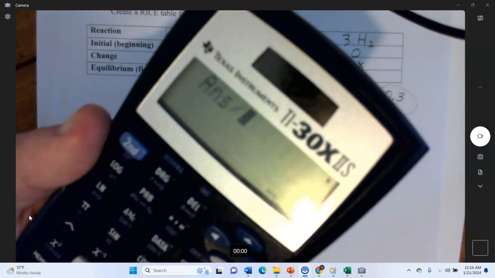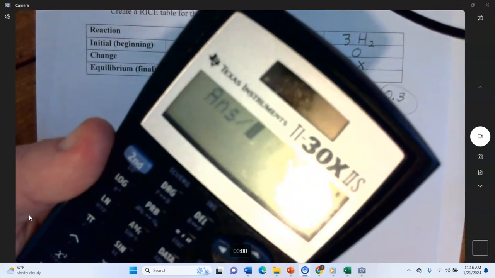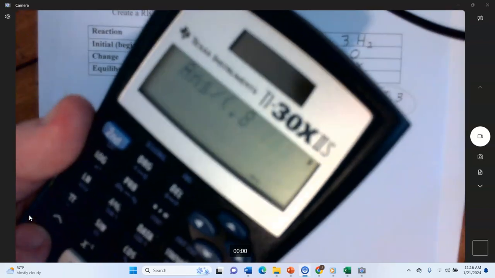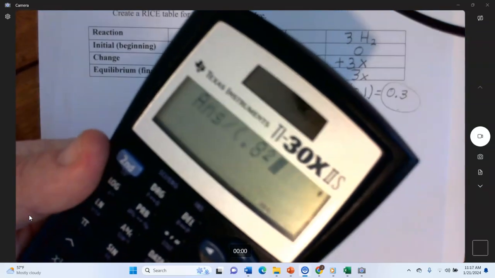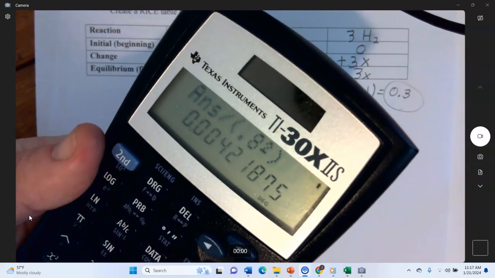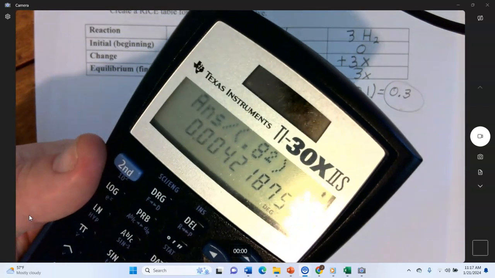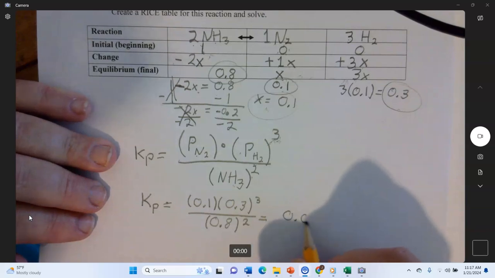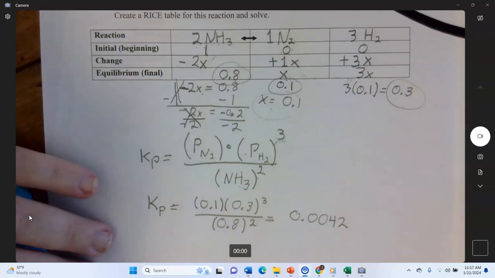Now we're going to divide that by what's in the denominator, which is 0.8 squared. So I'm going to put parenthesis 0.8, and I'm going to square that with my square button right there, to the 2nd power. You can see that's a little blurry. Let me fix that. Okay, I'm going to close the parenthesis, and now I'm going to hit equal. And it gives us 0.0042. So Kp is 0.0042.